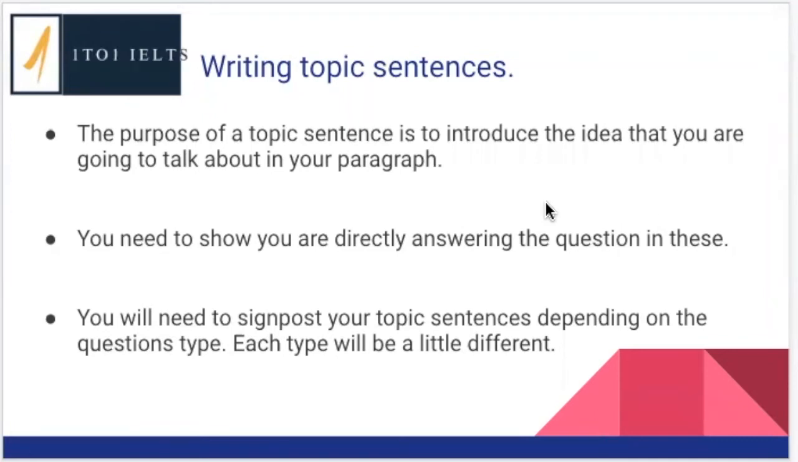You need to signpost topic sentences. So when I say signpost, you need to show what type of question it is. So today we've got an advantages outweigh the disadvantages type of essay. So we need to show, are we talking about advantages? Are we talking about disadvantages? And for each type of question, it's going to be slightly different. Maybe you've got a cause and a solution. Then you have to outline that you're talking about a cause, or you have to outline that you're talking about a solution. So it's really important to signpost the exact type of question that you're talking about.